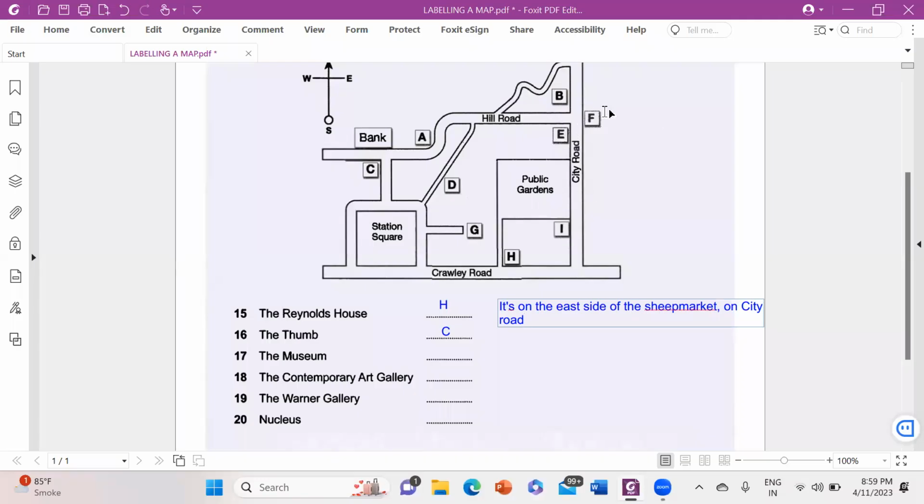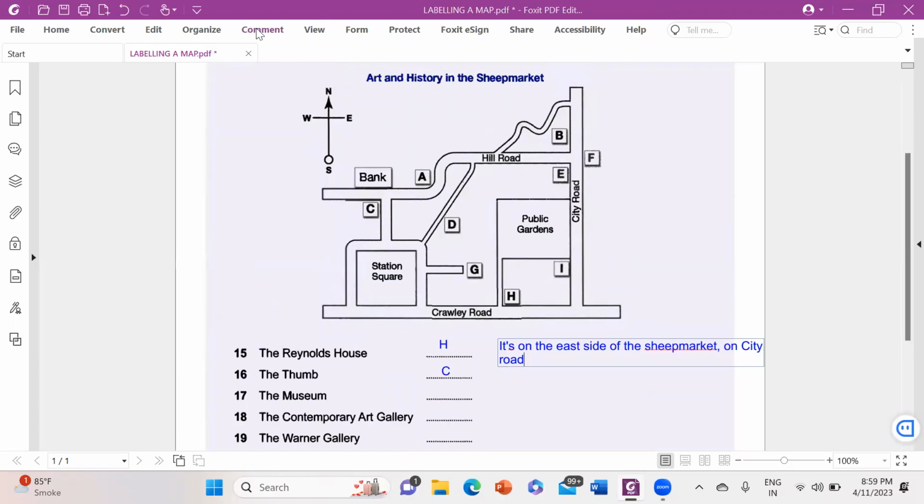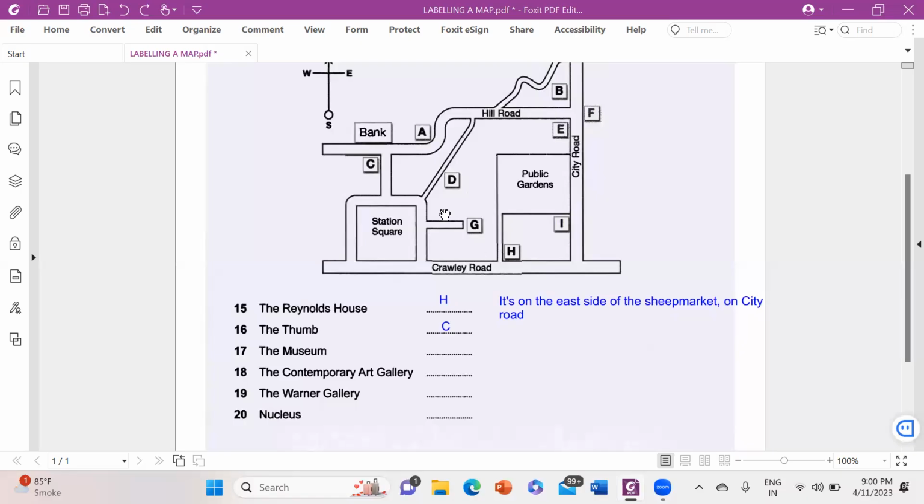So on City Road, we have two places. One is F and one is I. These are the only two places on City Road, so the answer is either F or I. Now let us see what they have said further.